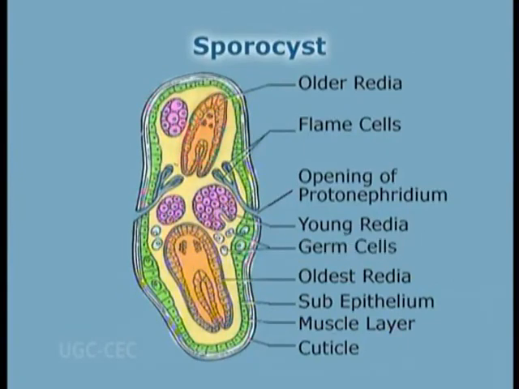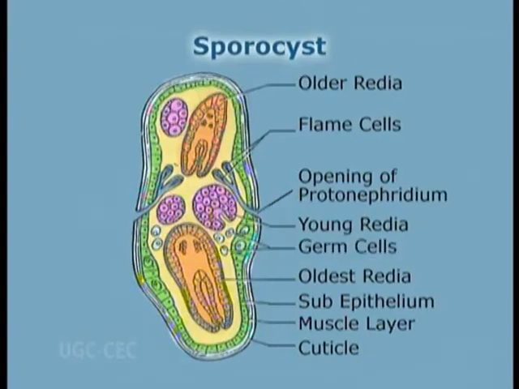This sporocyst moves about by muscular contraction in the host tissue, absorbs nourishment from it, and causes considerable damage. So, due to this, the snail, that is the host, will get damaged.